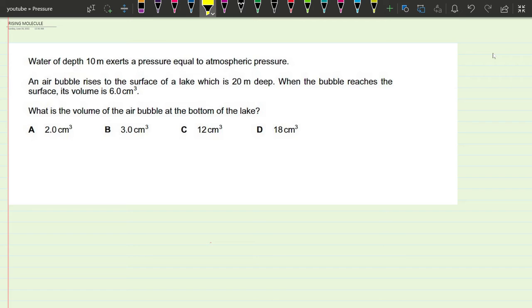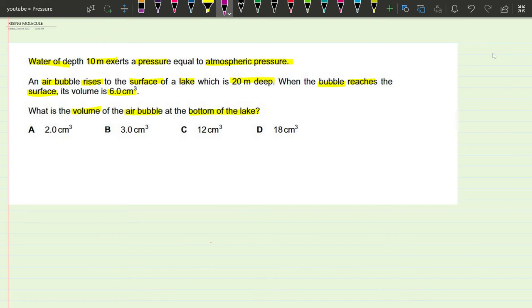The question is about a rising molecule of gas. Water of depth 10 meters exerts a pressure equal to atmospheric pressure. An air bubble rises to the surface of the lake, which is 20 meters deep, which means that the total depth of the lake is 20 meters. We have to understand this first. Now, when the bubble reaches the surface, its volume is 6 centimeter cube. What is the volume of the air bubble at the bottom of the lake?